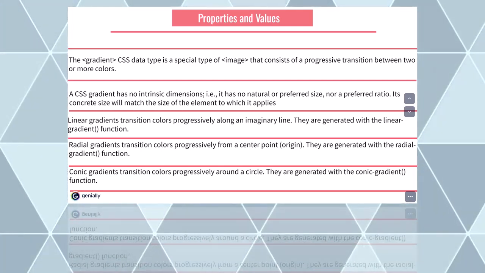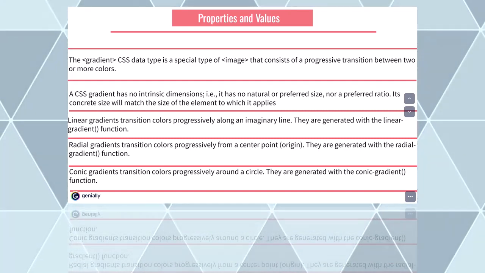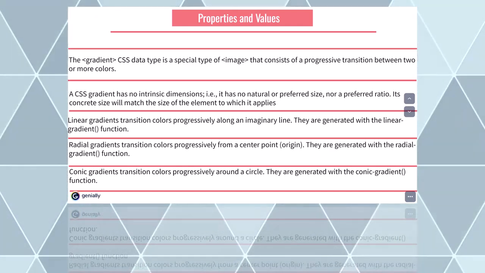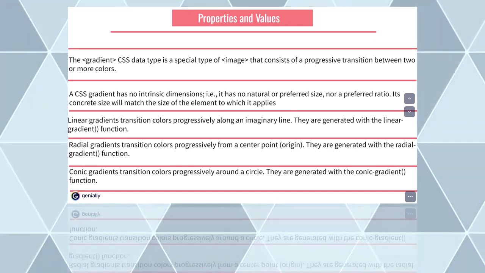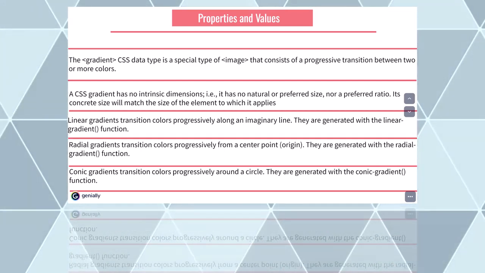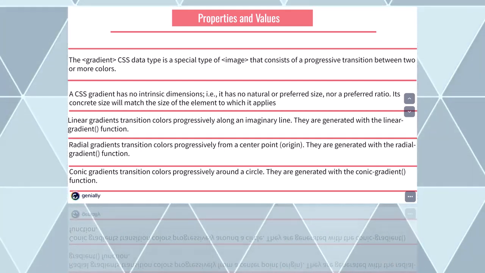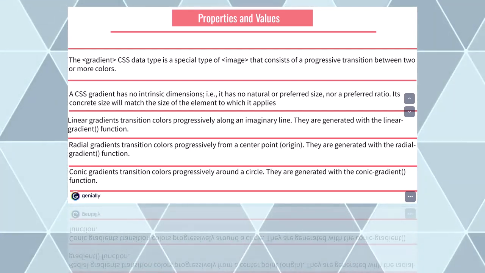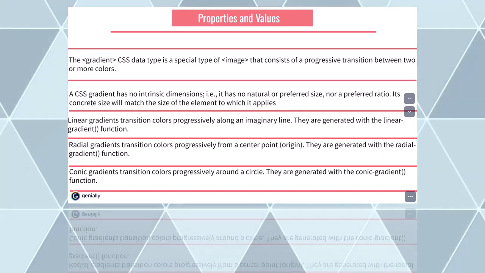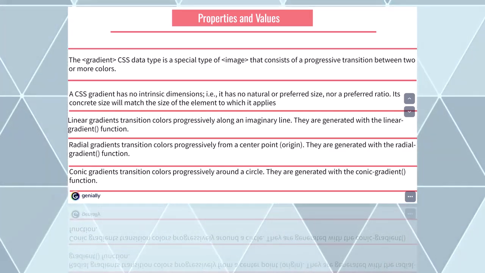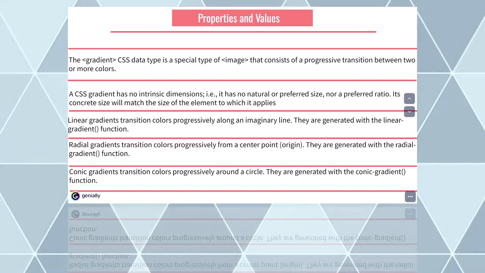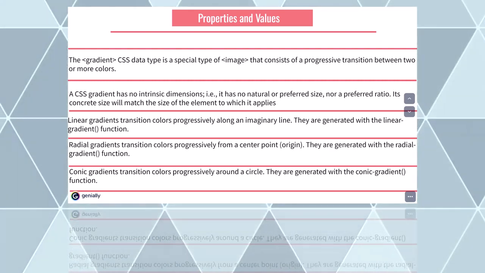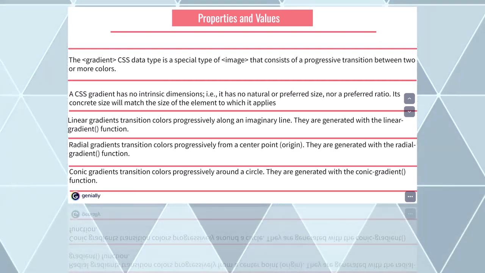A CSS gradient has no intrinsic dimensions. For example, it has no natural or preferred size or preferred ratio. Its concrete size will match the size of the element to which it applies. If you have an element that is 100 pixels wide or 200 pixels high, it will cover the whole thing, right?